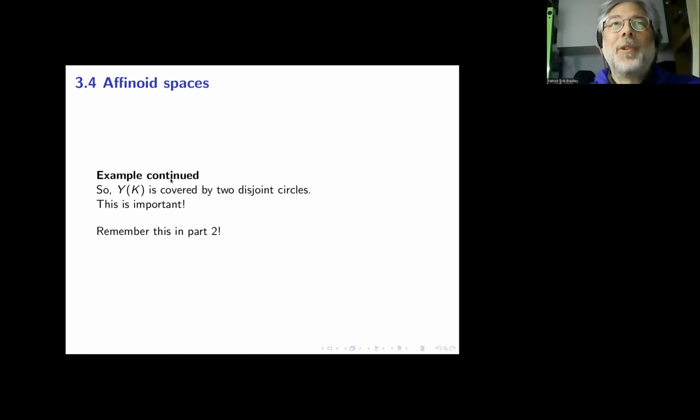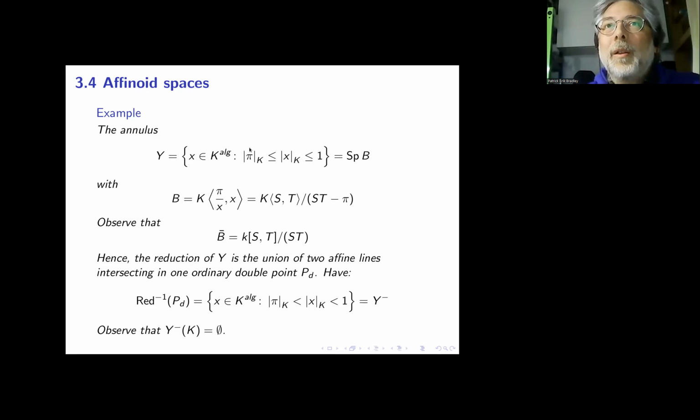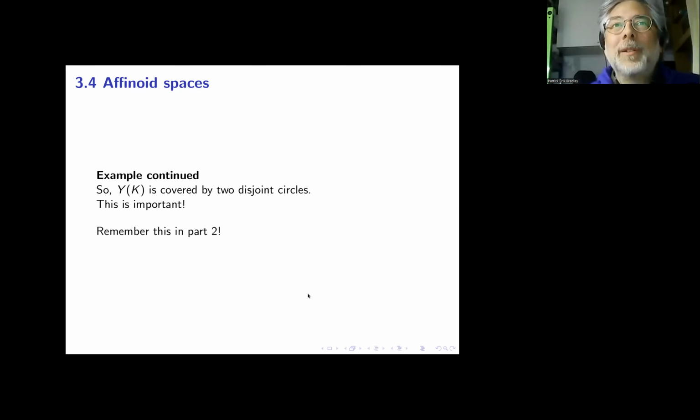So, example continued, I wrote it down. Y of k, the k-rational points of this annulus Y, is covered by two disjoint circles. Here they are. Absolute value of x equals pi is one circle, and absolute value equals 1 is another circle, and in between is empty space. They're disjoint, those two circles. It's a covering of this space of k-rational points of Y.